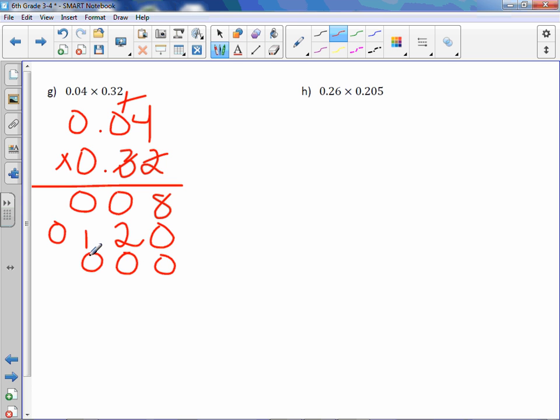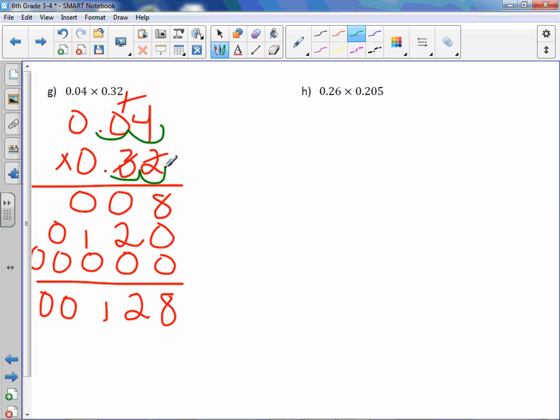0 times 4 is 0, and 0 times 0, as well as the other 0 times 0, are both 0. Add them up. And we have 1, 2, 3, 4 behind. 1, 2, 3, 4. Our product is 0.0128.